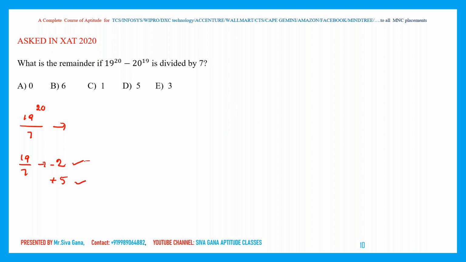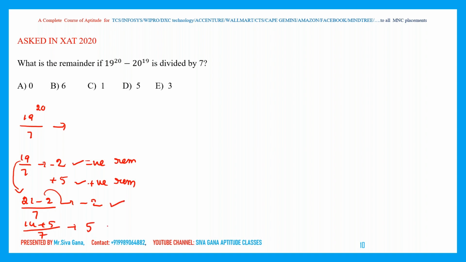What is this minus 2? This minus 2 is a negative remainder. This plus 5 is a positive remainder. 19 we can write as 21 minus 2, divided by 7. 7 threes are 21, so the remainder is minus 2. This is the negative remainder. Or directly, 14 plus 5 by 7, in which case the remainder is 5. Whether to use a negative or positive remainder depends upon the question.